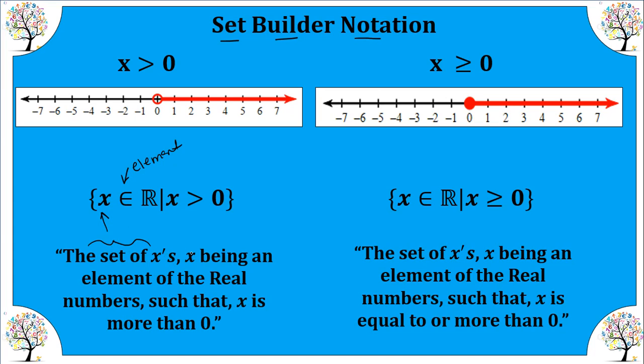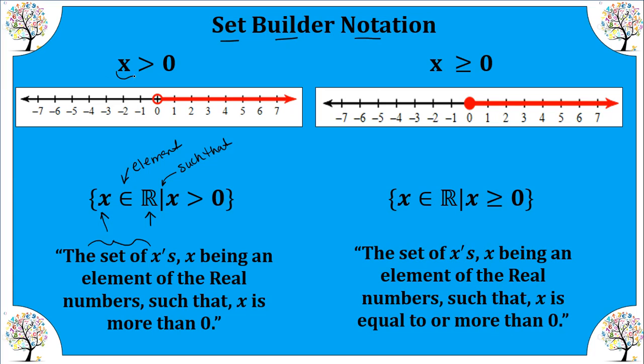The set of x's, x being an element of the real numbers, so this is our notation. If we note back from when we did rational and irrational, we took a look at this symbol of the real numbers. So my x values are coming from the real number set such that x is greater than 0. All this is saying is my values of x are coming from the real number system, and my solution set is greater than 0.